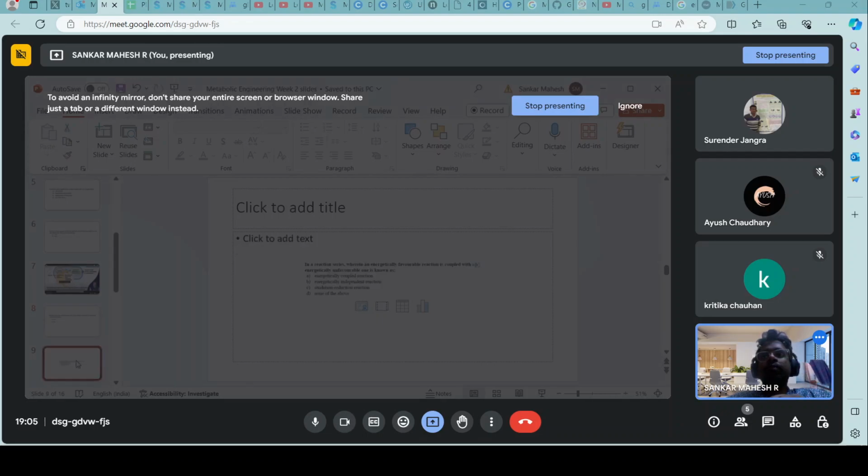The next question is, a reaction series wherein an energetically favorable reaction is coupled with an energetically unfavorable one is known as: option A, energetically coupled reaction; option B, energetically independent reaction; option C, oxidation reduction reaction; option D, none of the above. So you can take a couple of minutes and then raise your hand, and then we'll talk about each of the three different reactions and decide which is the right reaction.